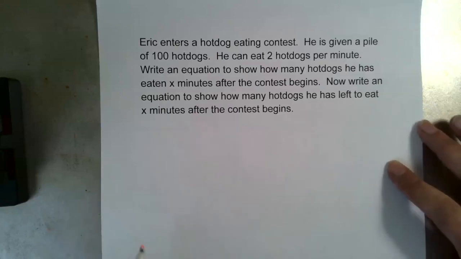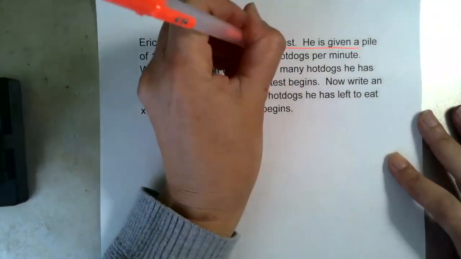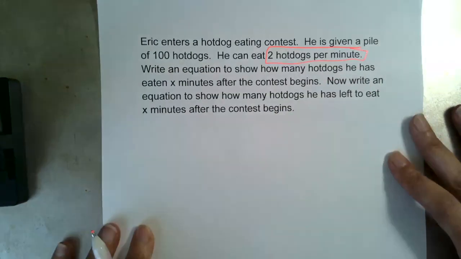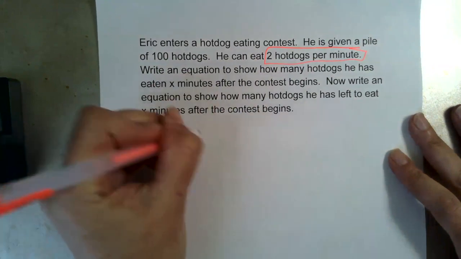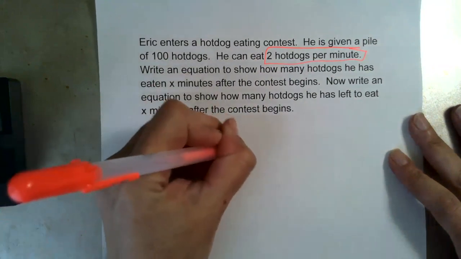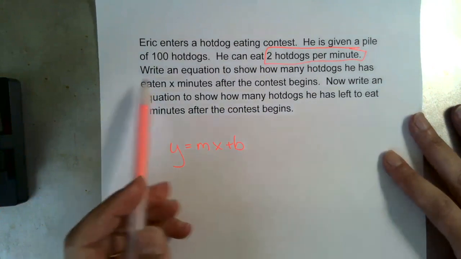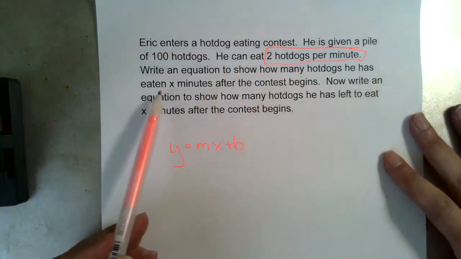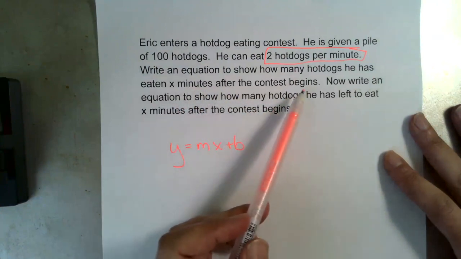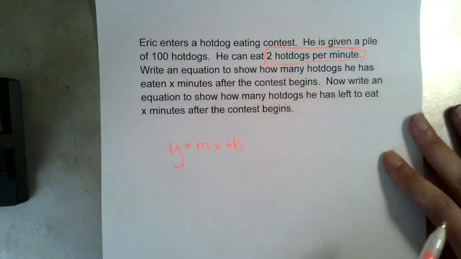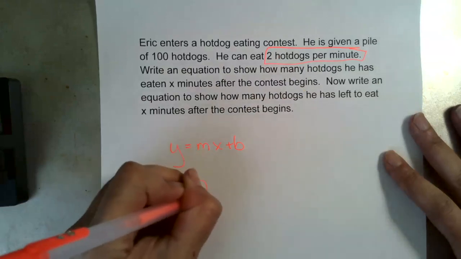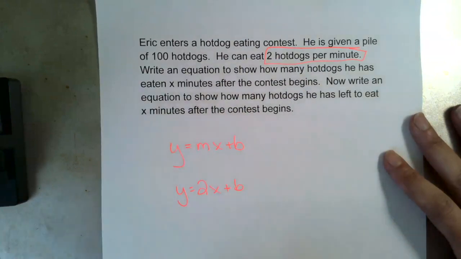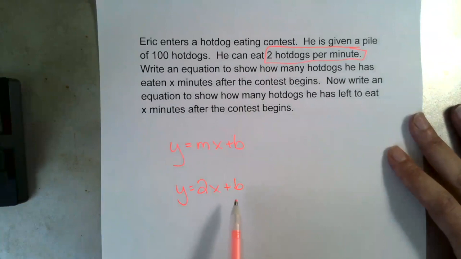All right, so first let's note two hot dogs per minute. That's our constant rate of change. That tells us linear. Linear says let's get our slope-intercept form on the page, y equals mx plus b. Write an equation to show how many hot dogs he has eaten X minutes after the contest begins. Our constant rate of change is those 2 hot dogs, so y equals 2x plus b. And then b, that's our y-intercept. That's what is happening at 0 minutes.